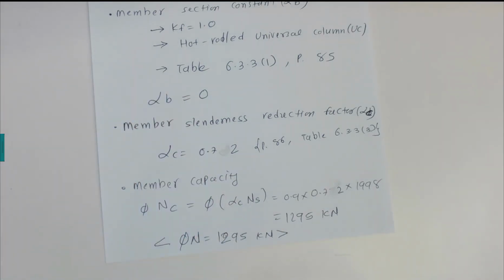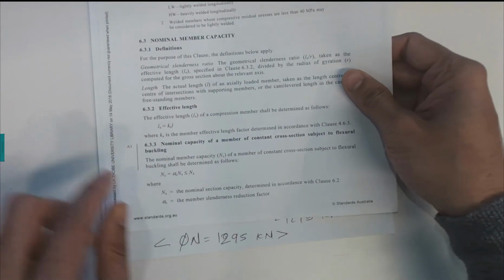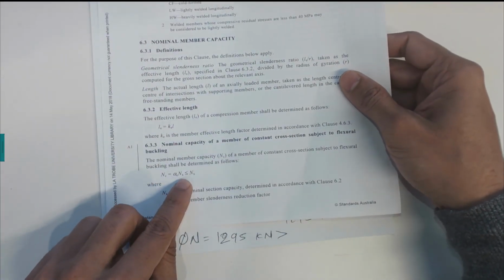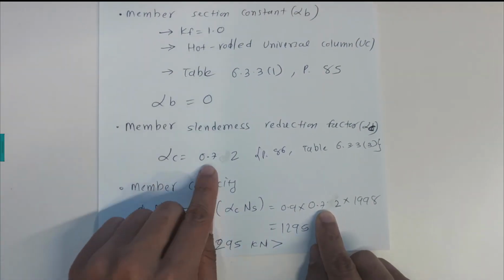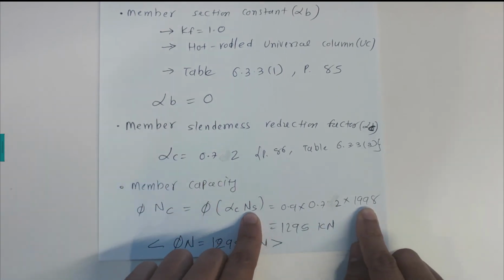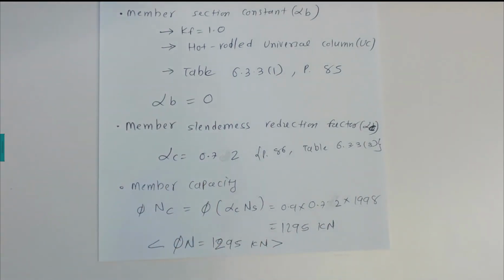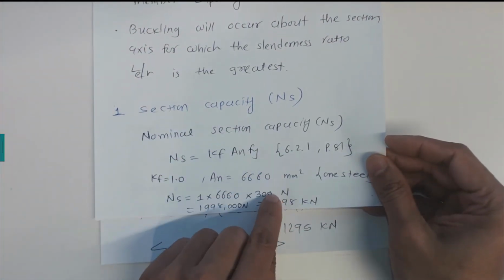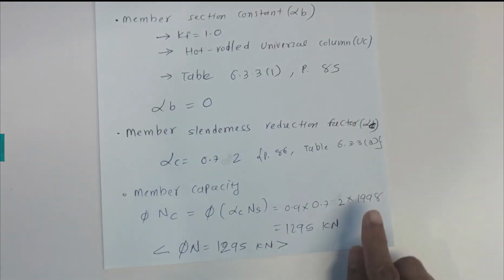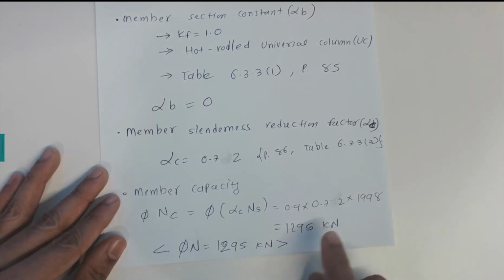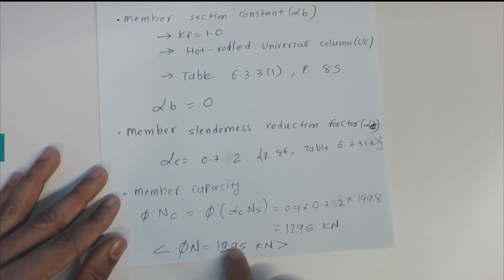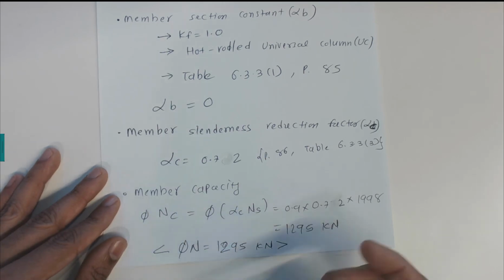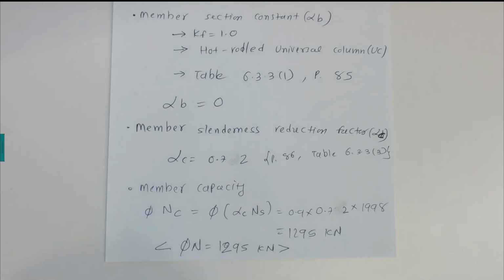Now the member capacity Nc is equal to phi alpha c Ns, and that equation is from page 83. So 0.9 times 0.72 that we found, times the section capacity, 1998 kilonewtons, which we found in the first step. Substituting gives 1295 kilonewtons. We need to take the minimum of 1295 and 1998, and obviously the member capacity is smaller, so the final answer is the member capacity, 1295 kilonewtons. Thank you.